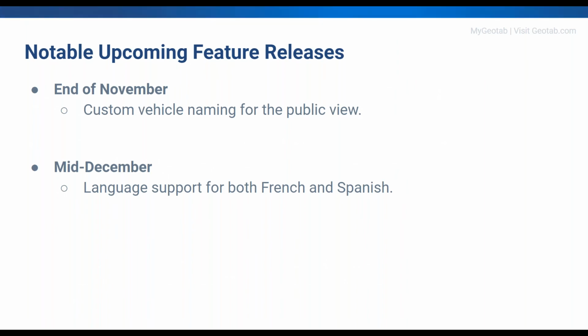The internal vehicle name in MyGeotab, like 04-962, the actual fleet number, remains the same internally, but you'll be able to custom name it whatever you'd like for the public view. So that's going to be a release in the next couple of weeks.